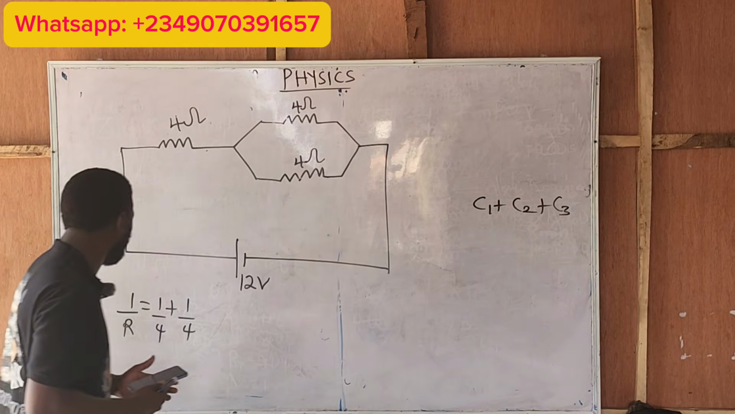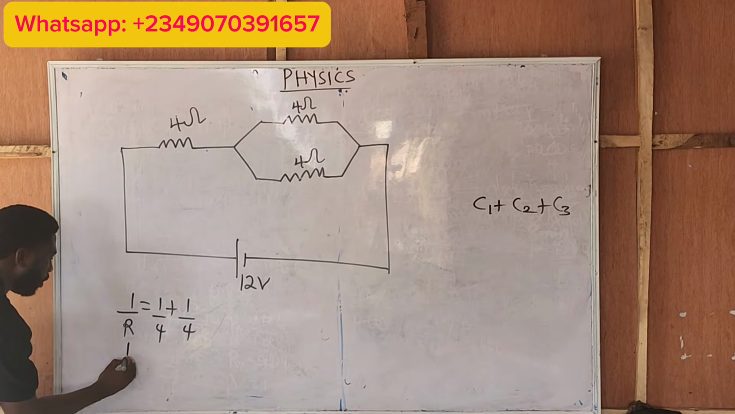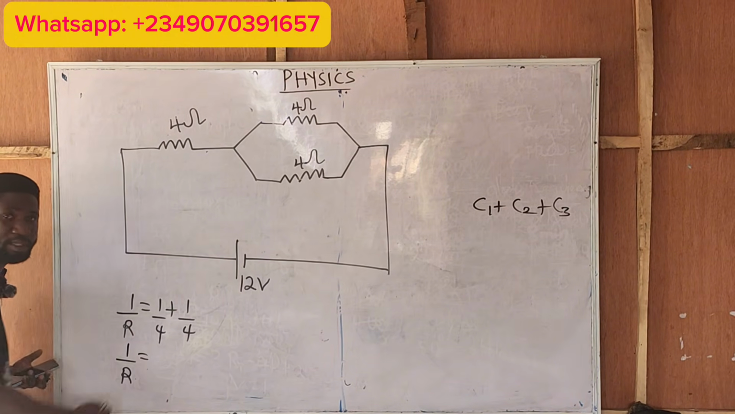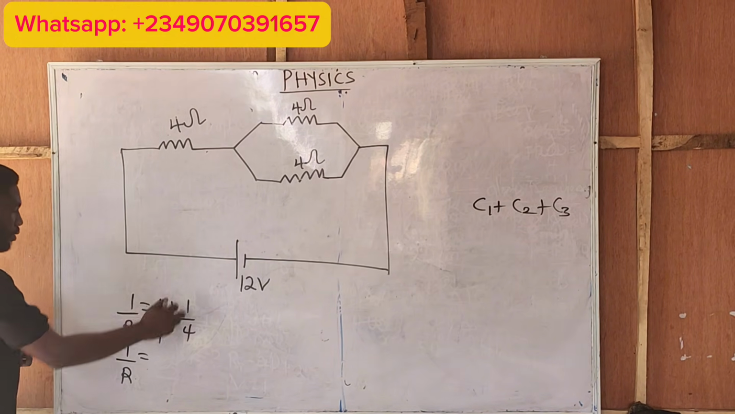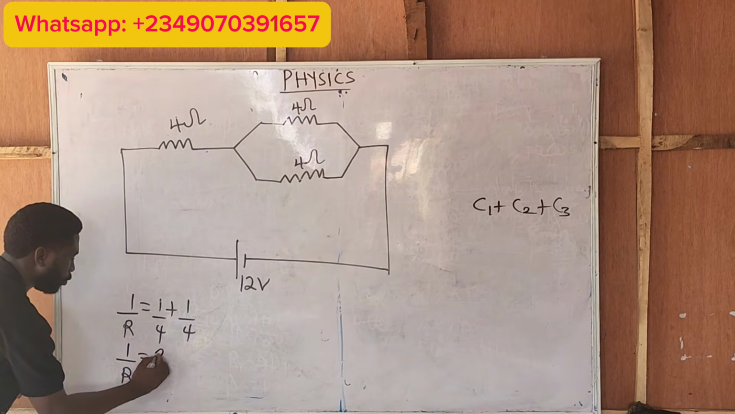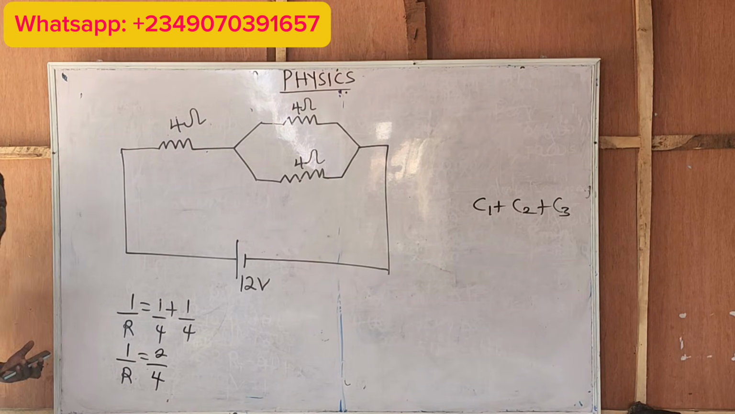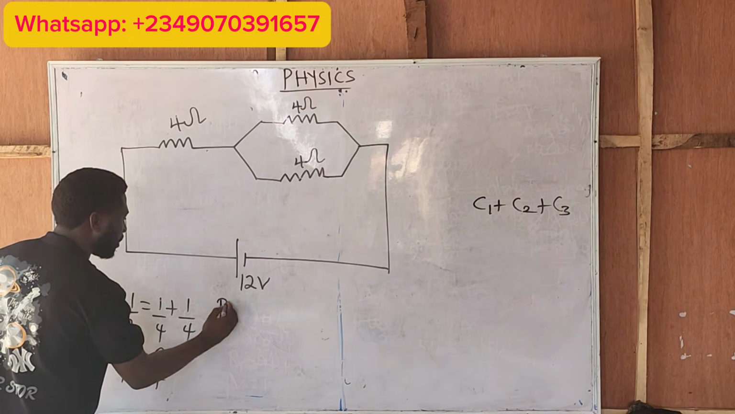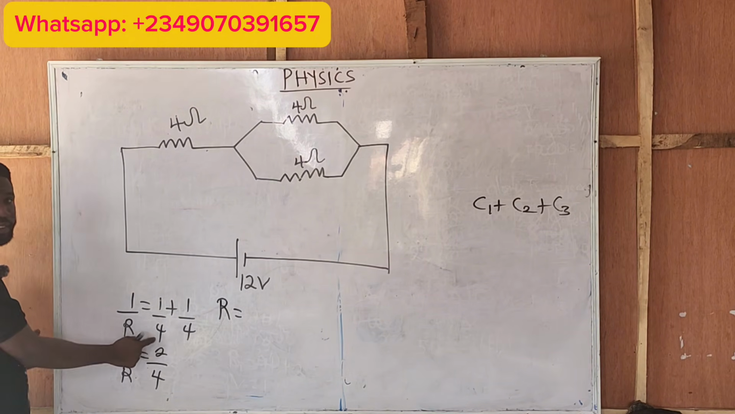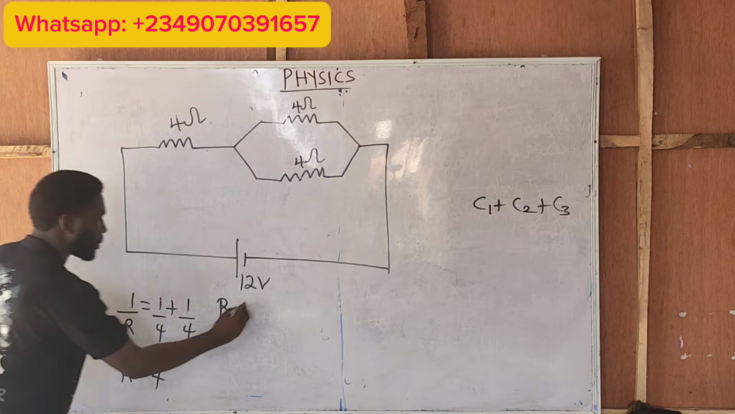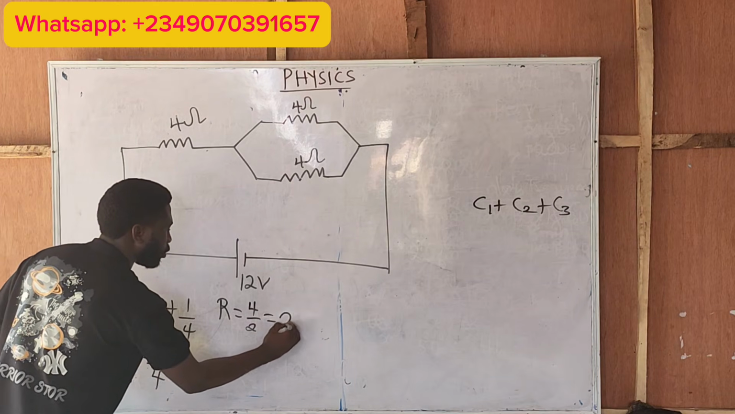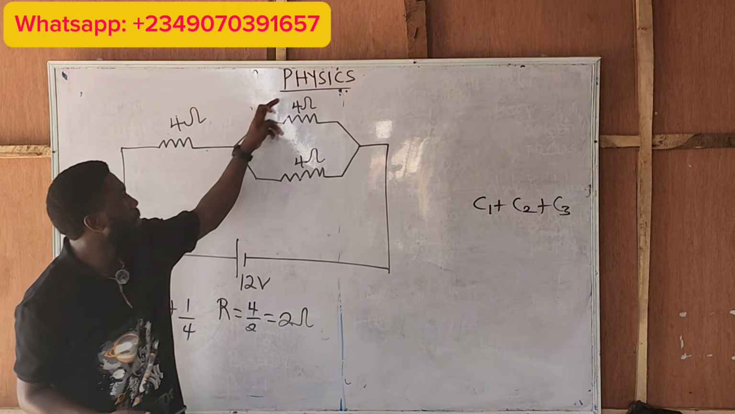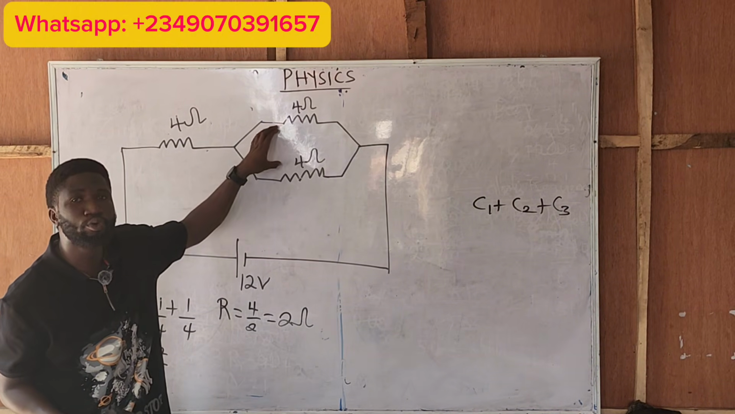All right. So now this will give us 1 over R equals, since we have the same denominator, just add up the numerators. That's 1 plus 1, which is 2 over 4. We are not looking for 1 over R. We want to get the value for R. So you are going to find the inverse, which is 4 over 2. And 4 divided by 2 will give us 2 ohms. So the effective resistance for this is 2 ohms.